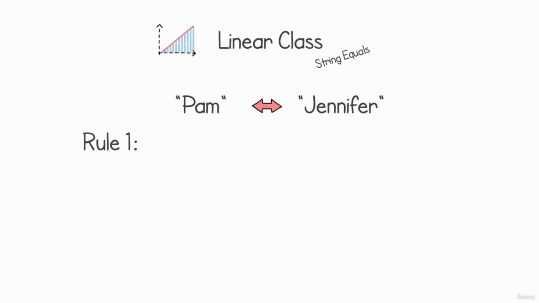So when we compare the length in characters of Pam and the length in characters of Jennifer, they need to be equal. In this particular example, of course, they are not equal. Pam is 3 characters and Jennifer is 8 characters. So immediately we return false. We say that Pam and Jennifer, the strings, are not equivalent. Let's pick a different example now.